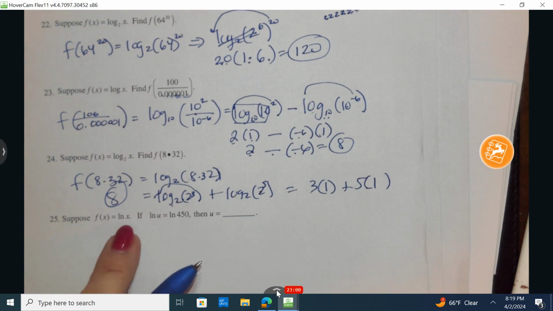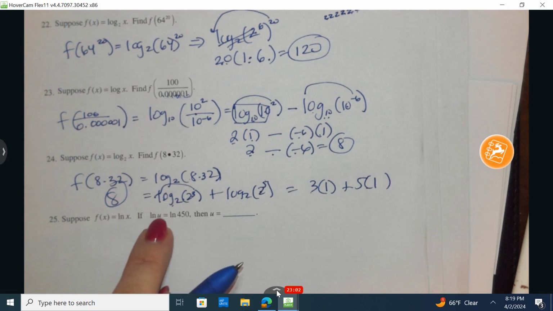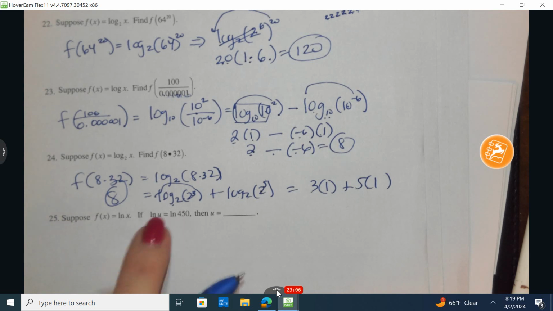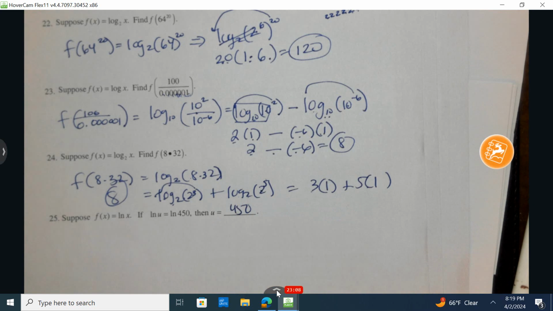Okay, so let's assume this. If ln of u is equal to ln of 450, then u must equal 450.